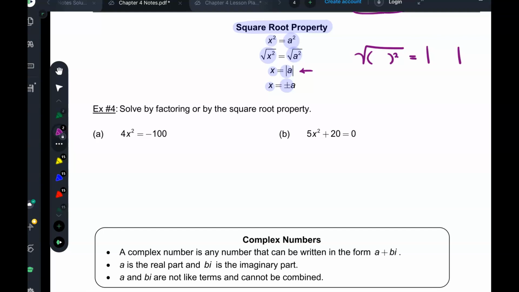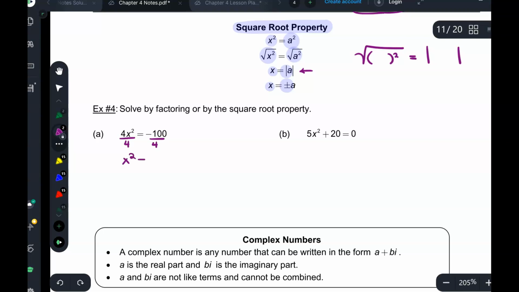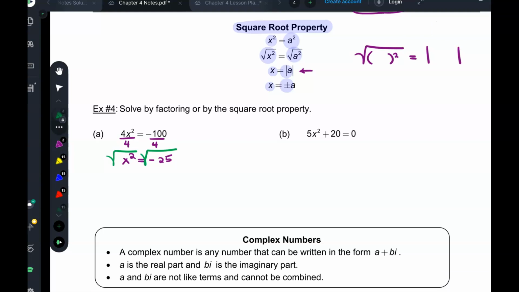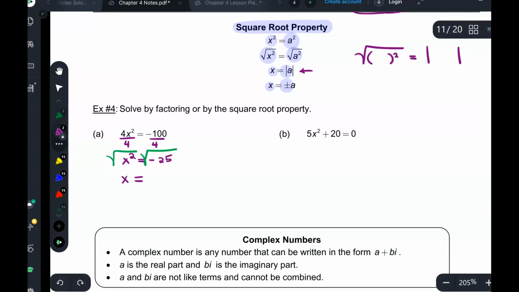Okay, so let's solve. First thing we want to do is isolate x squared, so I'm going to divide both sides by 4. We get x squared equals negative 25. Now I'm going to take the square root. Up until this point, you would generally say, oh, that has no solution. It has no real solution. It has an imaginary solution. So it's going to be x equals, I see a negative under the square root, so that's going to be plus or minus 5i.